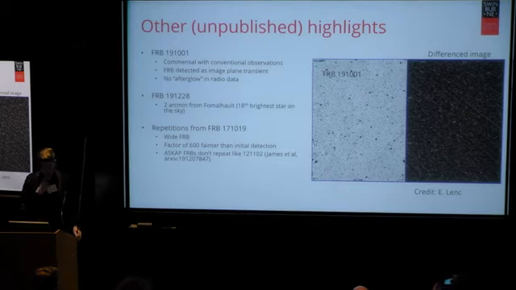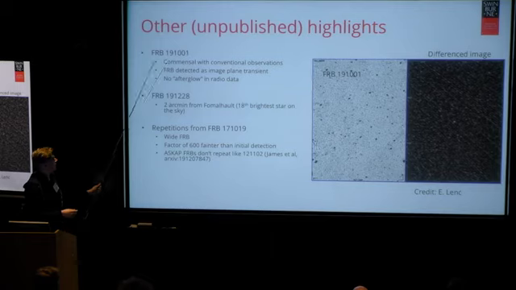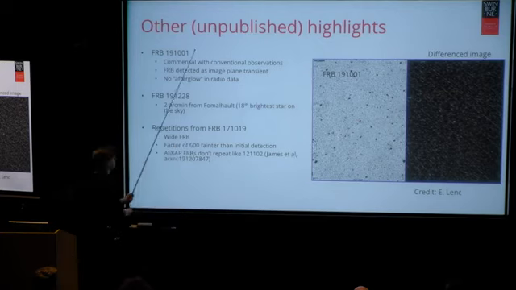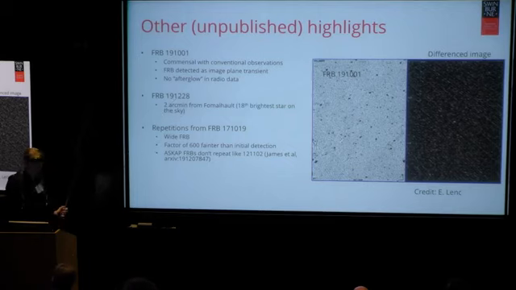But before I wrap up, there's a few other things that we could talk about. This one here was detected as an image plane transient as well. So that's what it looks like in the image plane in a 10-second image. This FRB here was 2 arc minutes from Fomalhaut, and also we've detected repetitions from this pulsar, but that's published.